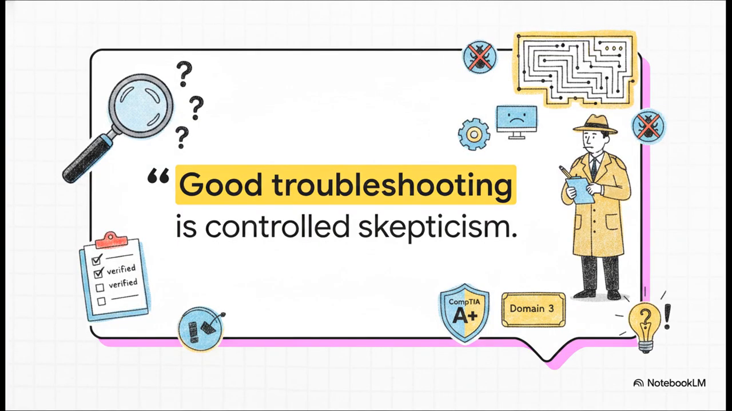And that brings us to our final and perhaps most impactful thought. Good troubleshooting is controlled skepticism. It means never blindly trusting the first symptom you see. You always have to verify the clues, test your theories, and follow the methodology. So, as you step into the world of IT support and face down Domain 3, what will be the first digital mystery you solve?